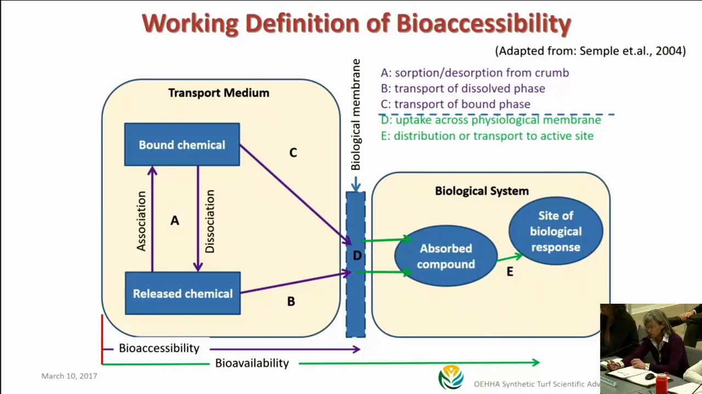So we can see multiple equilibria are governing the bioaccessibility process in the biofluid compartment. It's labeled as transport medium on the screen. Process A shows the equilibrium of the chemical bound to the crumb rubber and its dissolution as a released chemical into the biofluid. There is competition here with processes B and C, where B, the released chemical, is being passed into the cell membrane, and C is the option where it could pass directly from the bound particle across the cell membrane. And the process of desorption from the crumb rubber is also reversible.